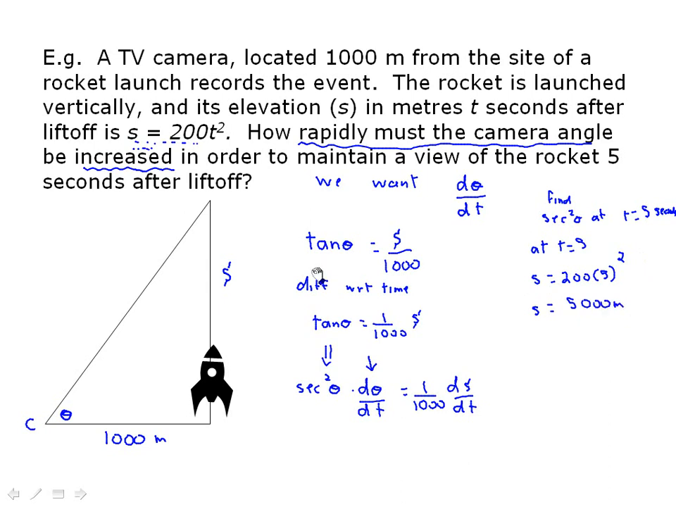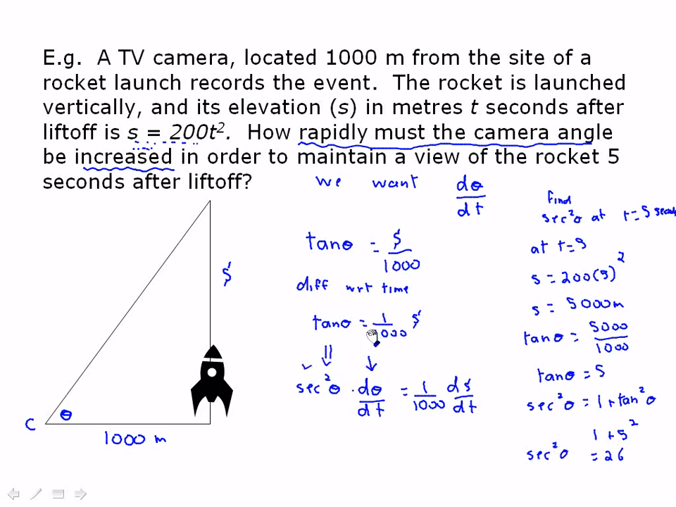And this we can plug in so that tan theta would be equal to, at that particular instant, 5,000 over 1,000. So tan theta is equal to 5. So therefore, secant squared theta is equal to 1 plus, well, as we know, tan squared theta. So therefore, 1 plus 5 squared, which is 26. So there we go. There's our first unknown variable.